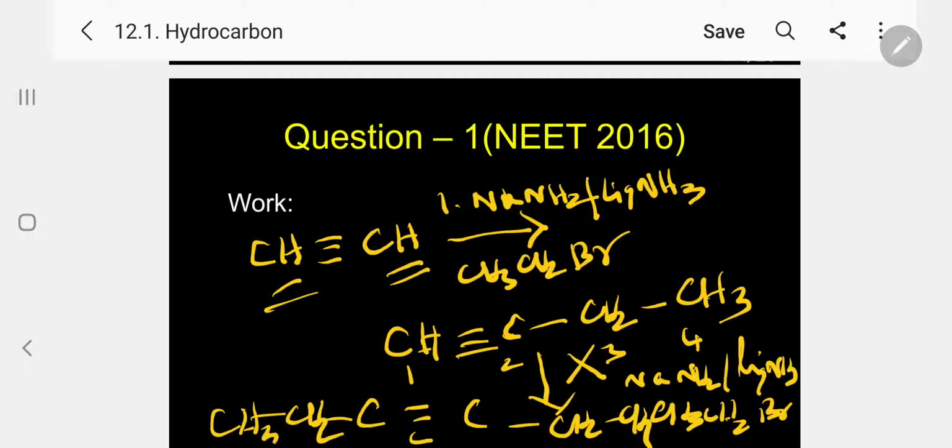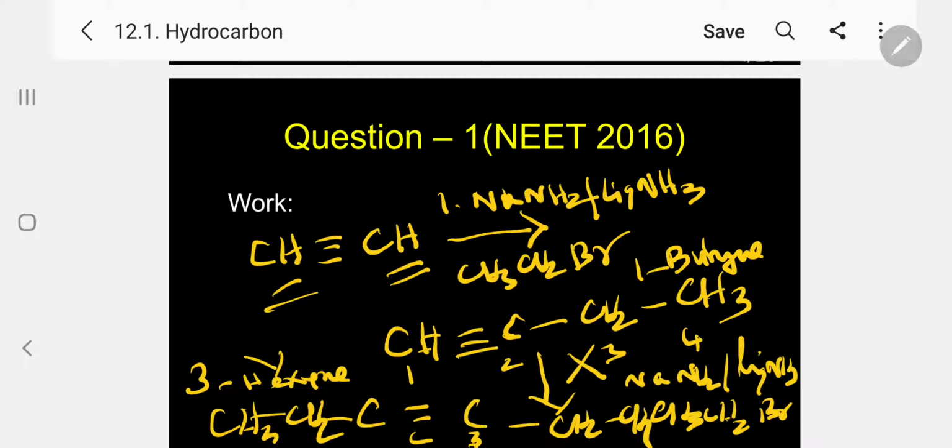What is the IUPAC name for this one? It is 1, 2, 3, 4, 5, 6 carbon atoms. The triple bond is present at the third carbon atom, so we will call it 3-hexyne. The name is 3-hexyne. Kindly follow. The first one is 1-butyne.